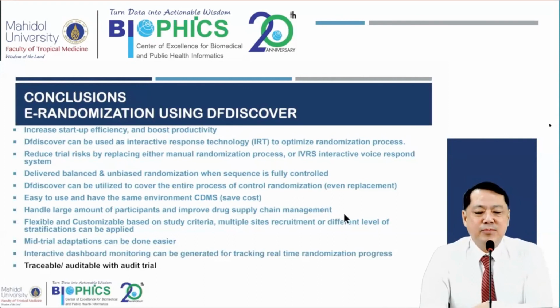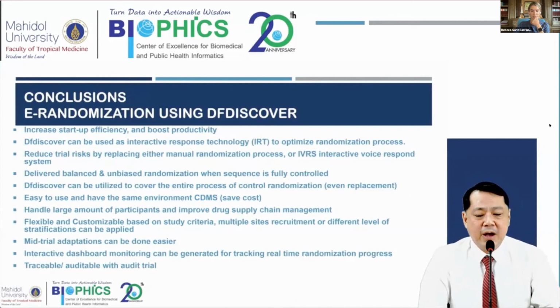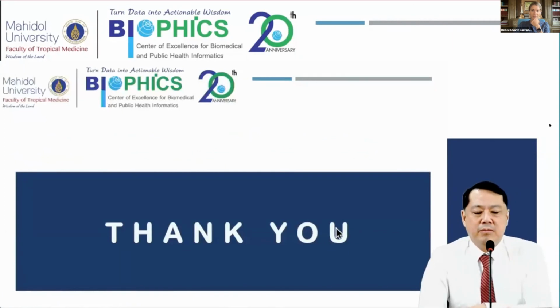And again, dashboard monitoring is very useful for tracking real-time randomization progress. And the last one is that it is traceable and auditable, which is a feature of DFdiscover that is in place already with the audit trail. So that's it for the presentation.